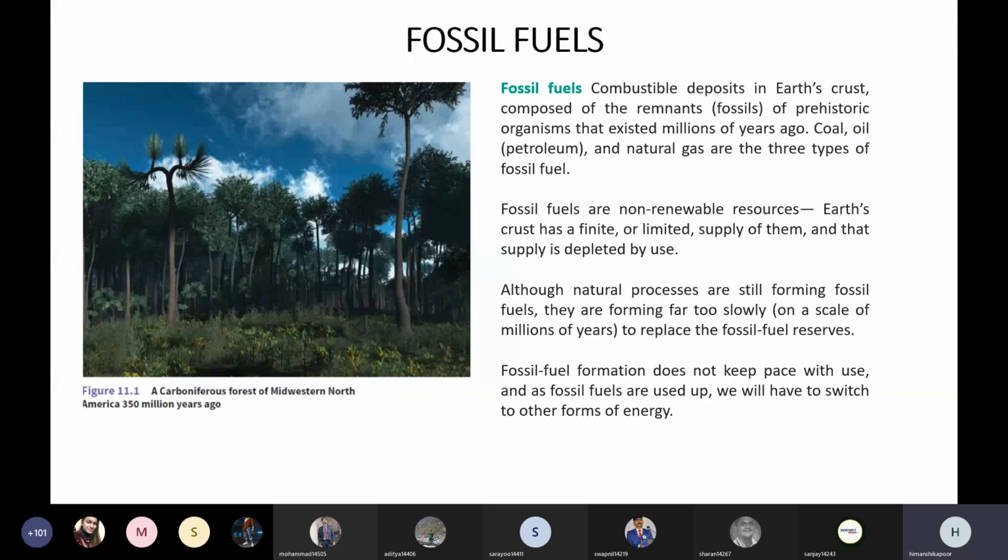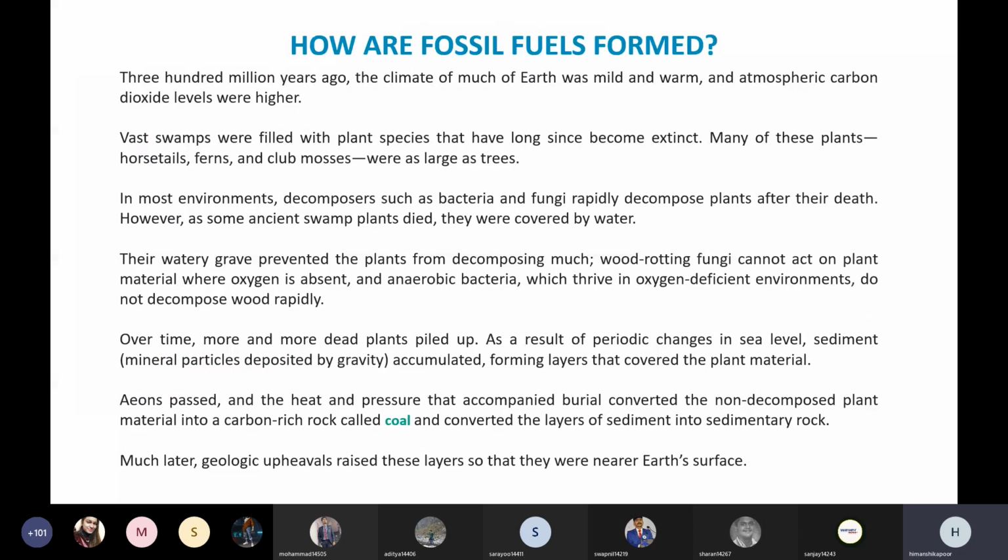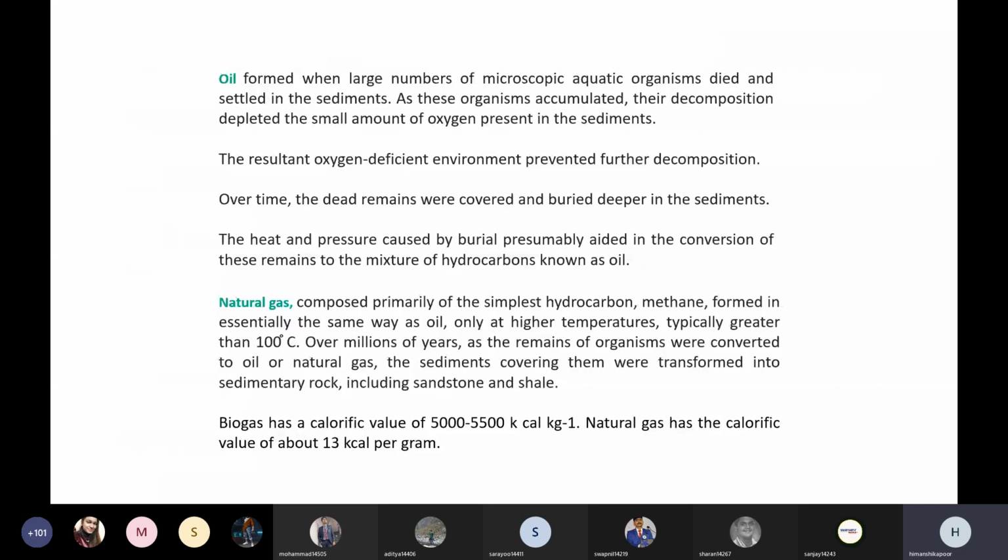This slide again depicts how fossil fuels are formed, and we have already discussed that when there was extinction of many plant and animal species, they got buried in the earth's layers, and over time when heat and pressure acted upon them, they got transformed into coal. So how was oil formed? Oil was formed by a similar process, wherein many aquatic organisms got buried in the earth's layers and their decomposition was slow.